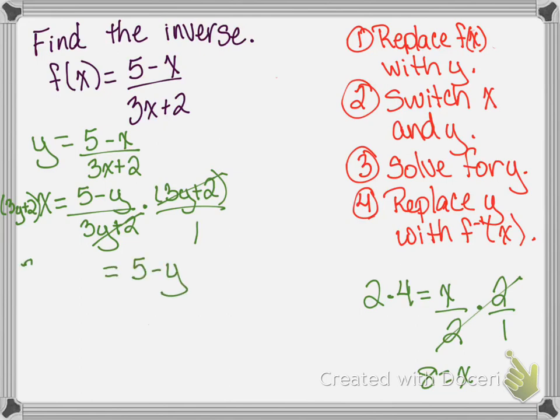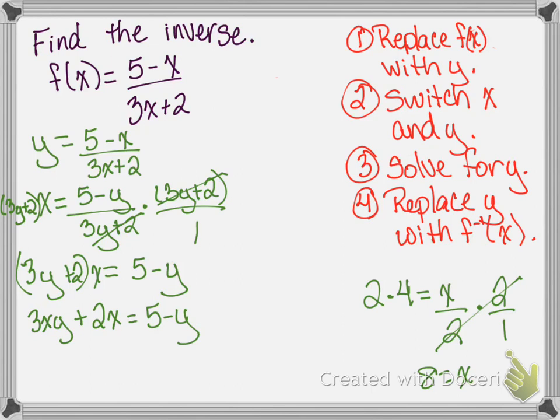Now I'm going to rewrite this because I kind of squished it. What do I have to do with that x? I've got to distribute the x. So I have x times 3y, which is 3xy. Then I've got x times 2.